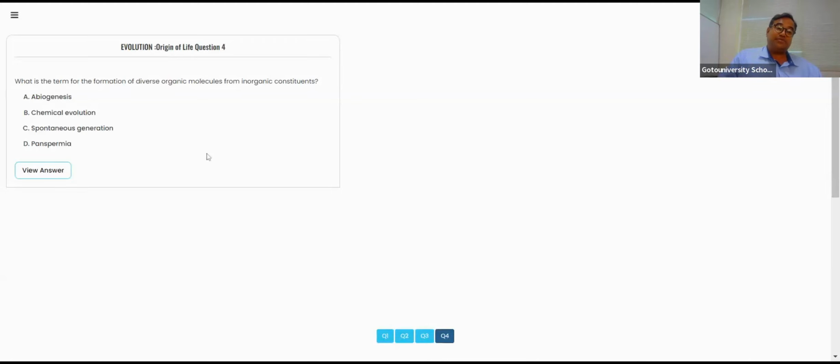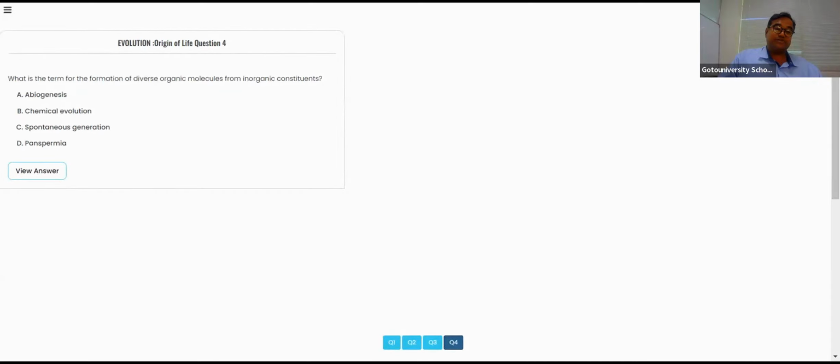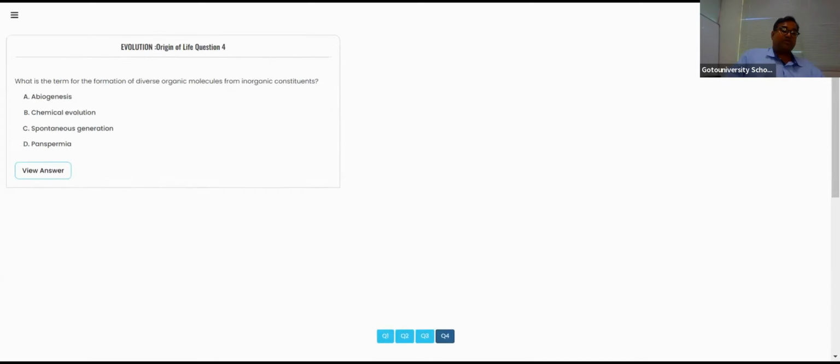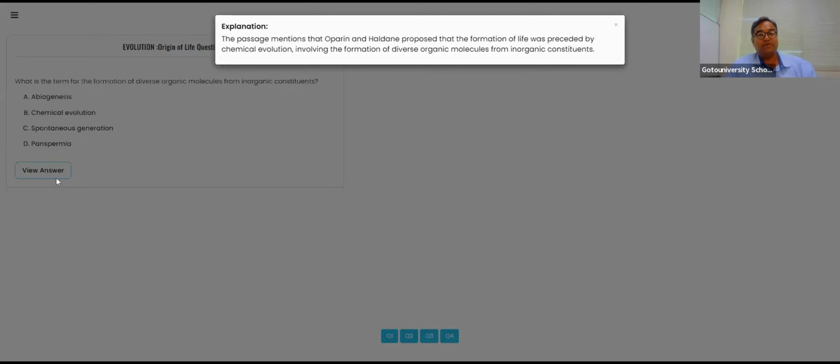What is the term for the formation of diverse organic molecules from inorganic constituents? Like this, we are looking at it. Of course, the answer for this is chemical evolution. Chemical evolution. Yes or no? We already told you this message a number of times.